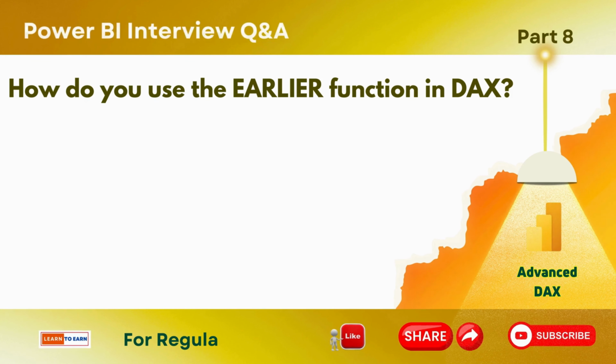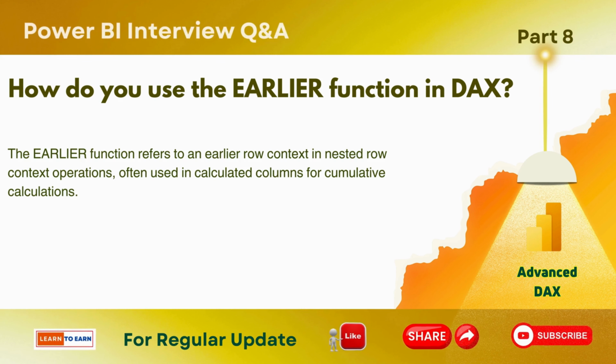How do you use the EARLIER function in DAX? The EARLIER function refers to an earlier row context in nested row context operations, often used in calculated columns for cumulative calculations.